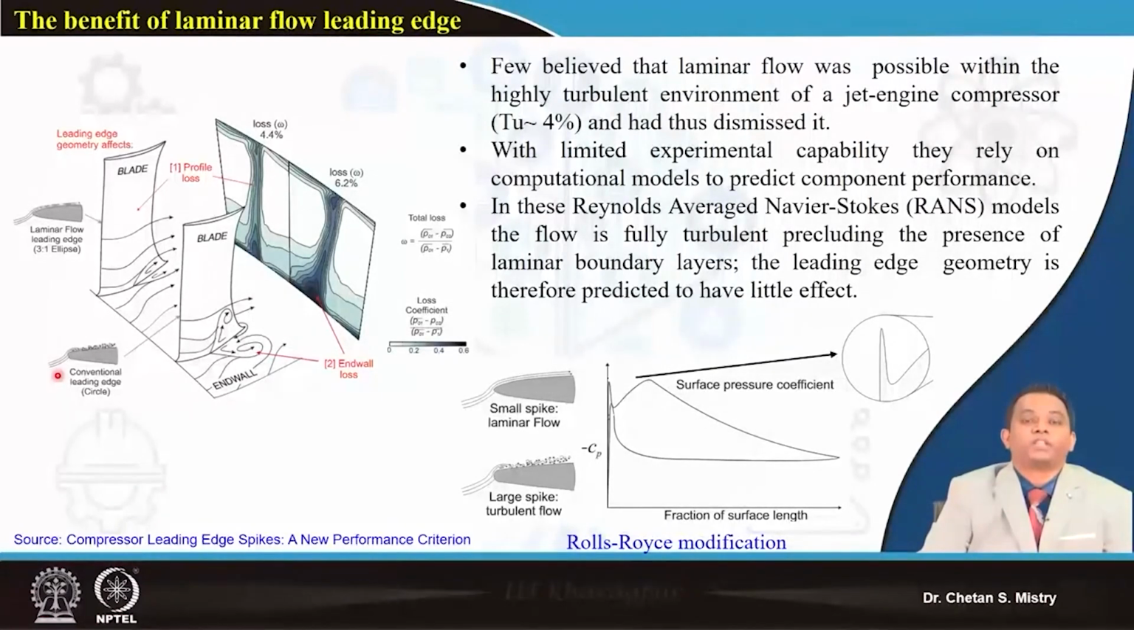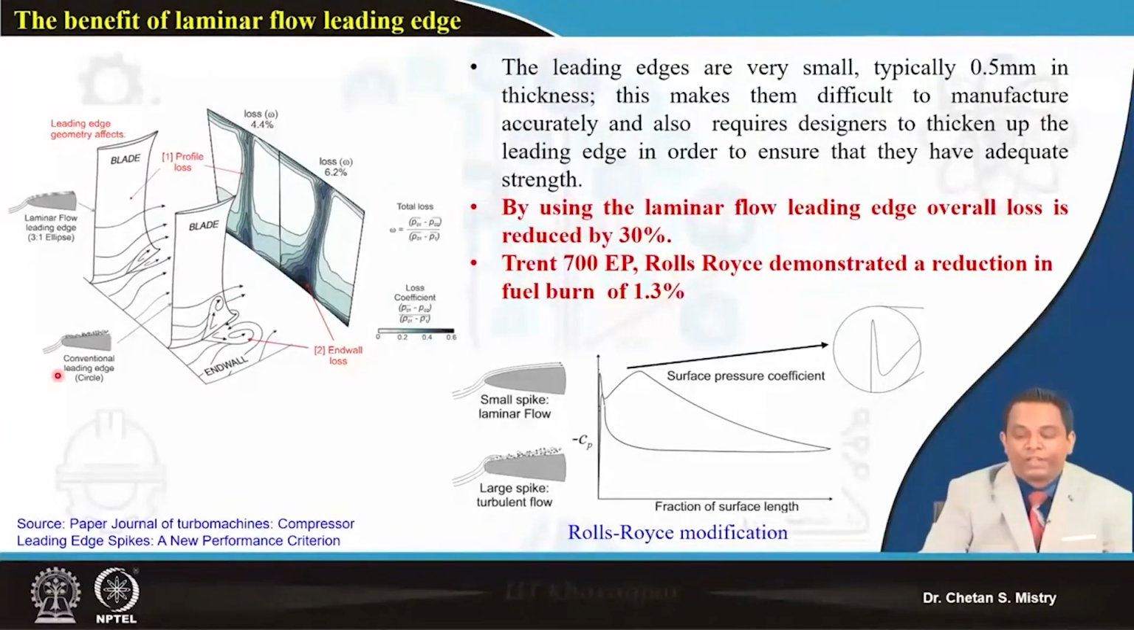Now these engine manufacturing companies already have their database with them, and based on that they are taking care of all these things happening on the blade surface. Using the concept we are discussing, they are able to minimize the loss by almost 30%. That is a big number. The same concept they adopted for the Trent 700 EP, and by incorporating this kind of leading edge, they are able to reduce the fuel burn by 1.3%.